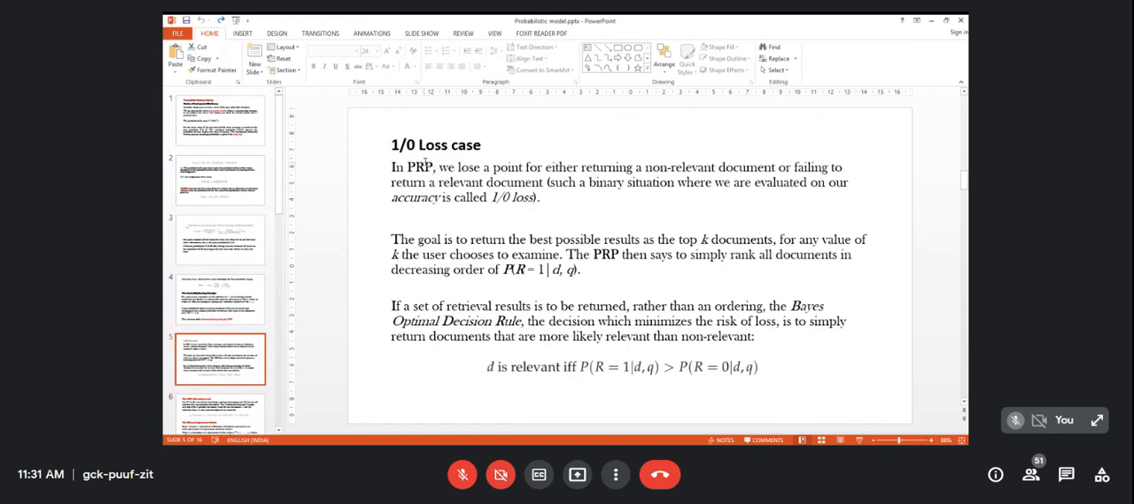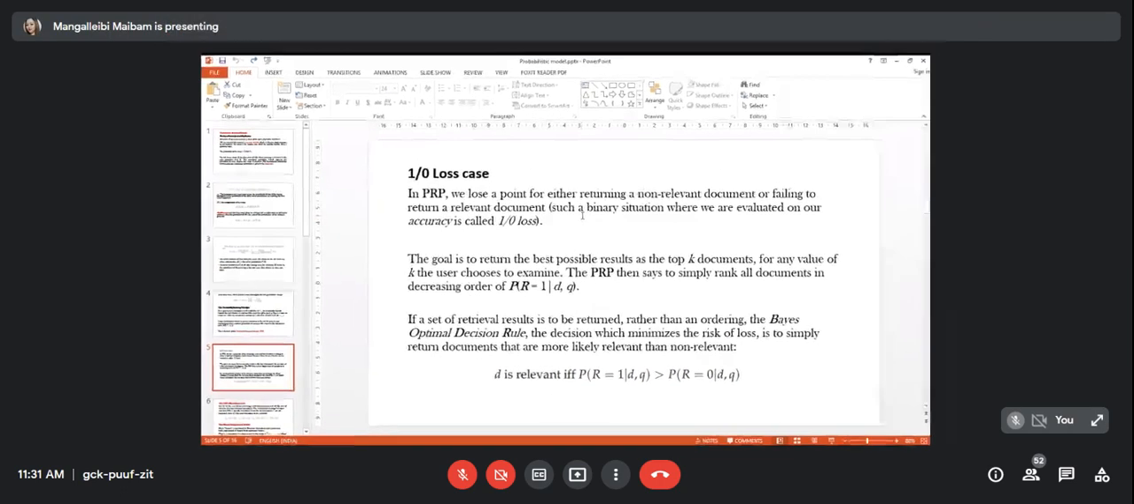So the 1/0 loss case means nothing but, suppose when it is relevant, we are going to write the probability for being relevant, R equal to 1. So in this case, we do not return the non-relevant document. When R equal to 1, we do not return the non-relevant document. And suppose when R equal to 0, then we do not return the relevant document. Clear? So it has two sides.